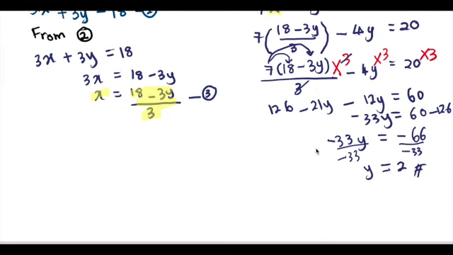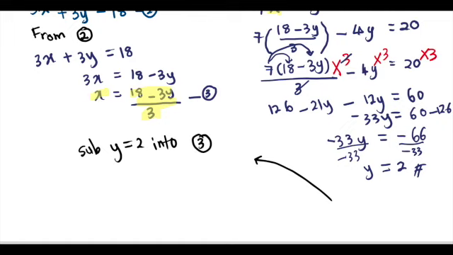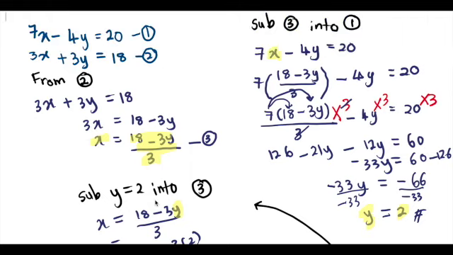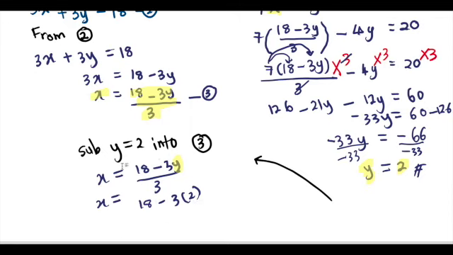Next, we found the value of y, but we need to solve, meaning we need to find the answer for x and y. So substitute y equals to 2 into 3. Okay, so write down equation 3 again. And now we need to change that y into 2. Okay, so 18 minus 3 times 2 over 3 is equal to 4.